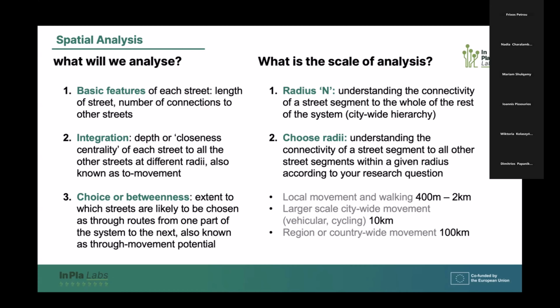The second important point you need to understand is the scale of analysis. The radius n refers to all the scales, and this helps you to understand the connectivity of a street segment to the whole or to the rest of the system, also known as citywide hierarchy. Of course, you can also understand the connectivity of the street to all other street segments within a given radius, and you can choose that radius according to your research question. For example, if you are studying local movement and walkability, you can choose a scale between 400 meters and 2 kilometers. For larger city-wide movement, you can choose a scale up to 10 kilometers, and for region or countrywide movement, you can choose up to 100 kilometers. And of course, this differs from one city to the other.